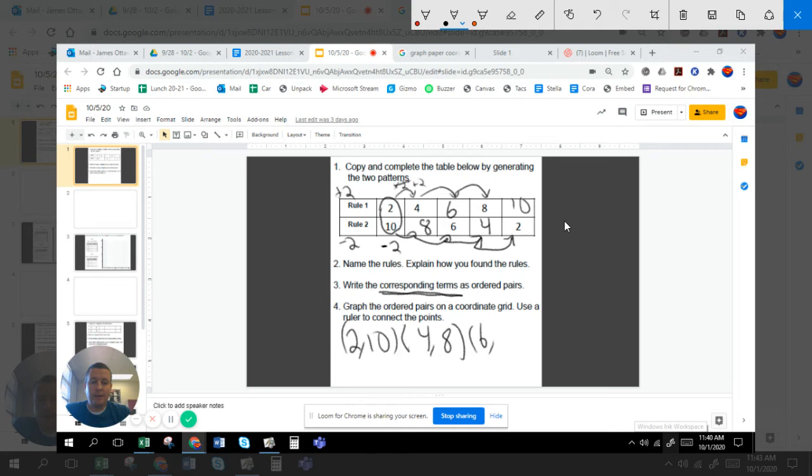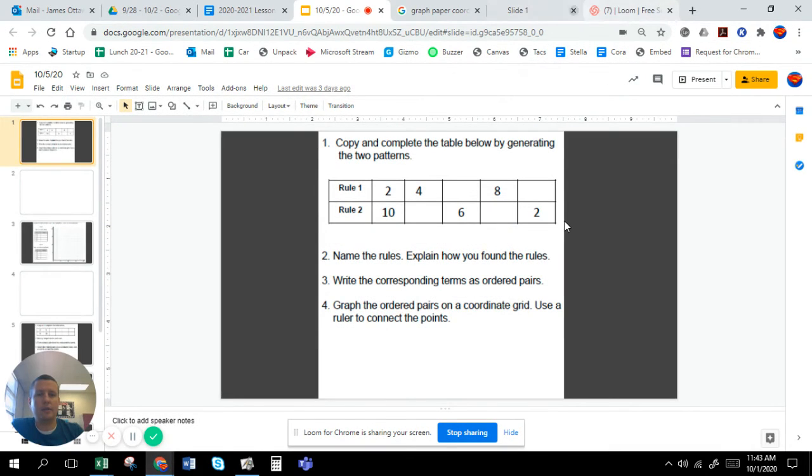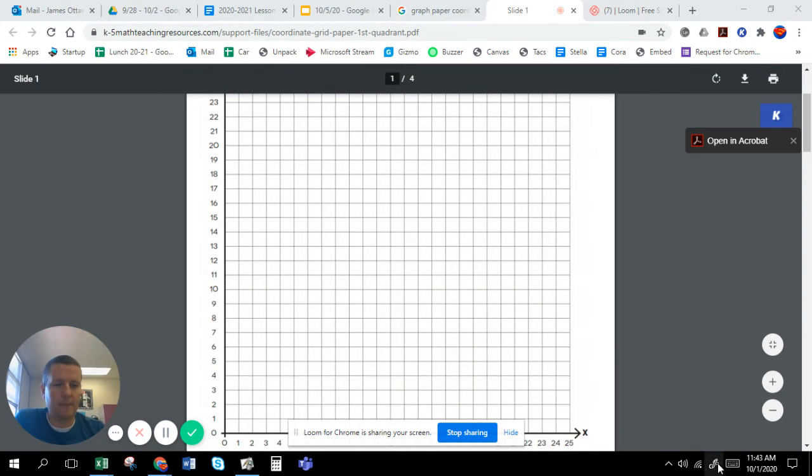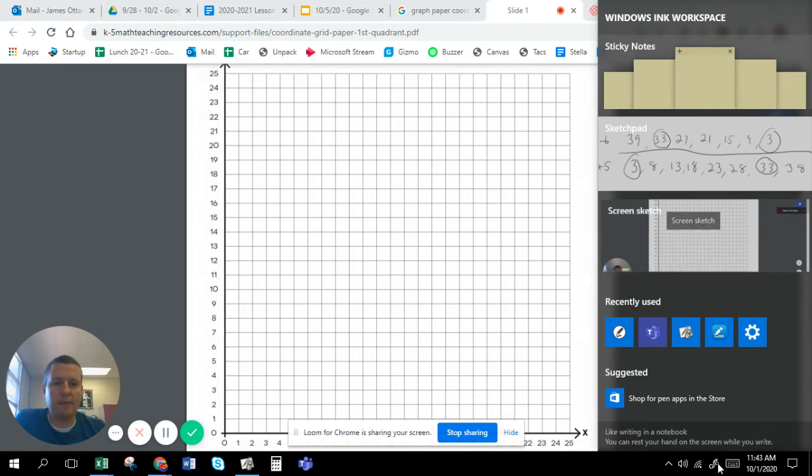Then I've got 6, 6, and 8, 4, and then 10, 2. All right, so those are the ordered pairs that I made from all of the corresponding terms. Now I'm supposed to take these ordered pairs and graph them to build a line when I connect them together. So let's take a quick look at doing that. I'm going to have to exit out of this one, and let's go over to this page right here. And we'll go ahead and graph these out.